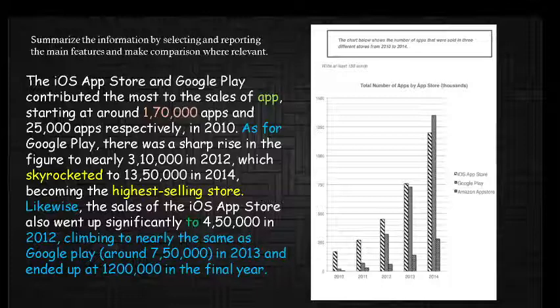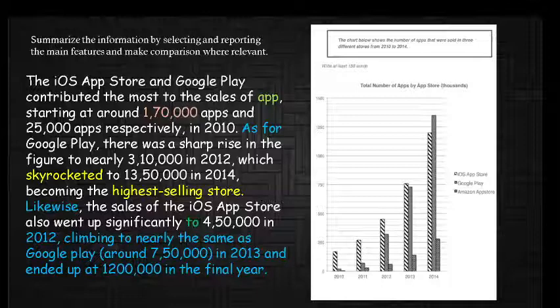Okay. As someone else pointed out, this use of commas here is really, really bad. I mean, it's 170,000. Okay. Starting at around 170,000 apps. Sure. Yeah, don't put that comma there. Okay, the most, just telling us starting points.